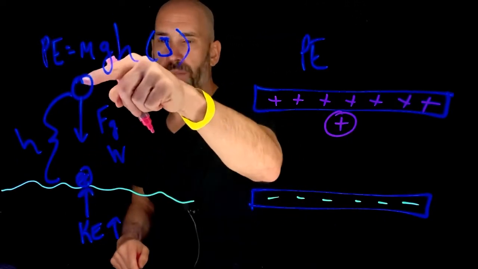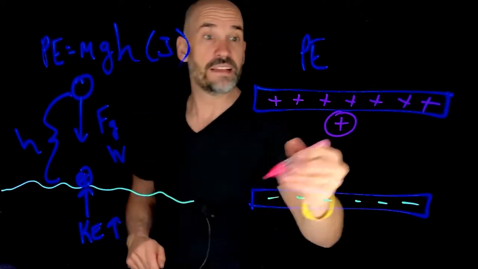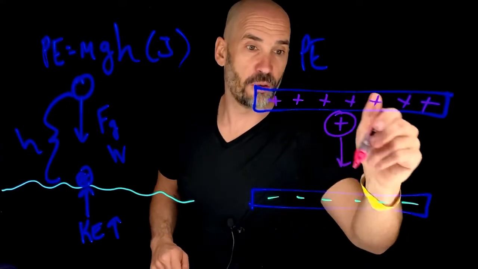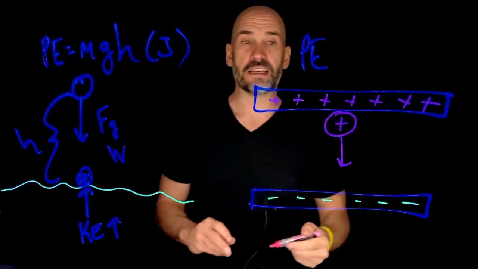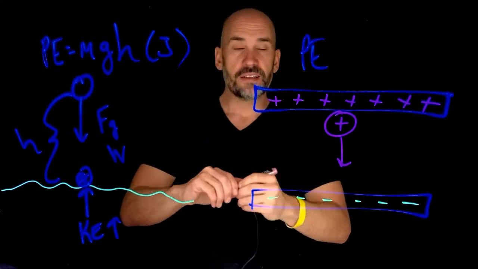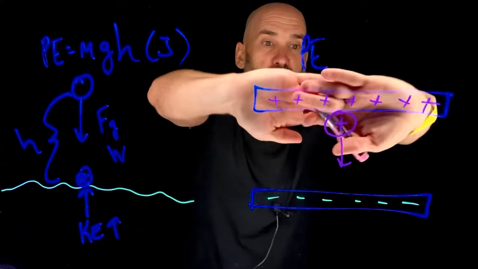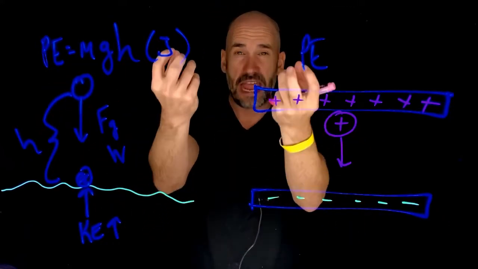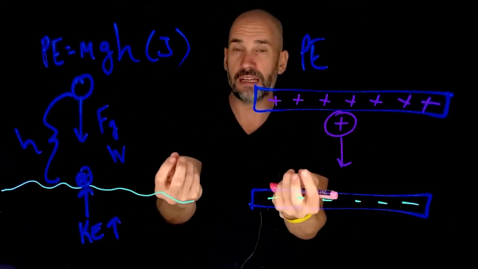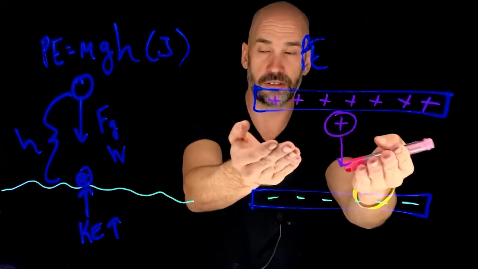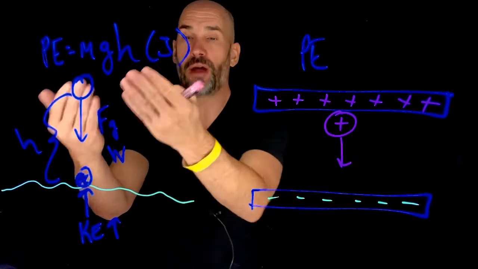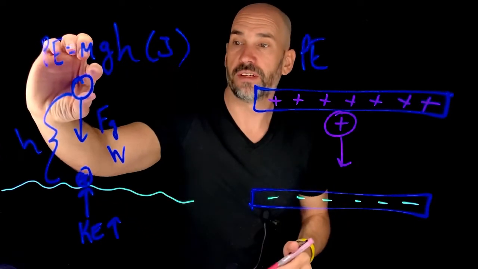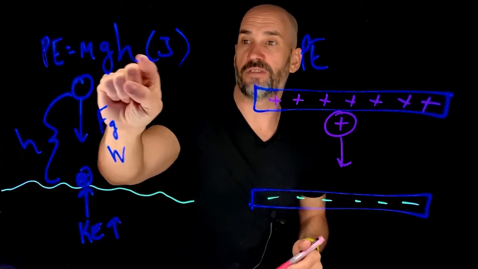Just like that ball is going to want to fall down to the ground, this proton is going to be attracted to these negatives, and it's going to want to fall down, right? If you just blinded yourself to everything else and just looked at the objects, it almost looks like the same exact thing is happening, right? Only thing is one's happening due to the electric force, the other one's happening due to gravitational force, okay?